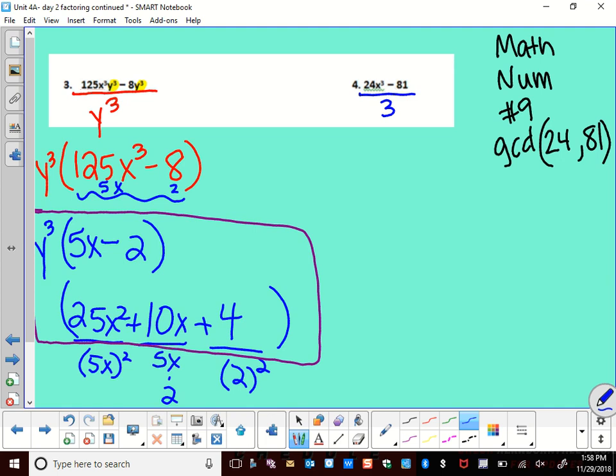You get it? Okay. So my 3 comes down, and I'm left with 24 divided by 3, which is 8. I keep my x cubed minus, and 81 divided by 3 is 27. Well, I have a binomial because there are 2 terms, and I have 2 perfect cubes. So that tells me I'm getting into SOAP. The cube root of 8 is 2, the cube root of x cubed is x, and the cube root of 27 is 3.